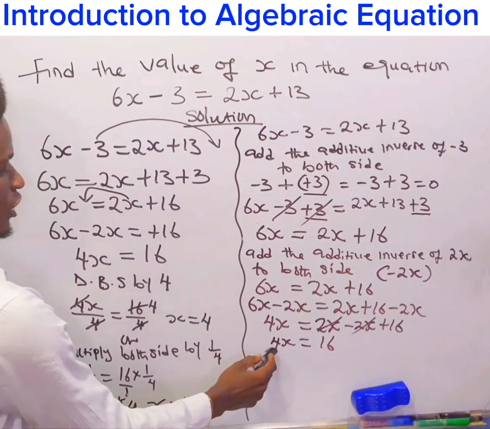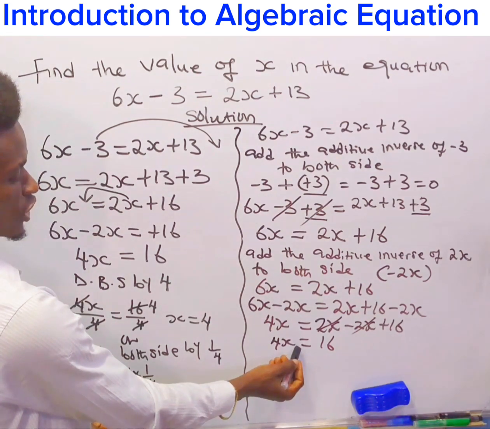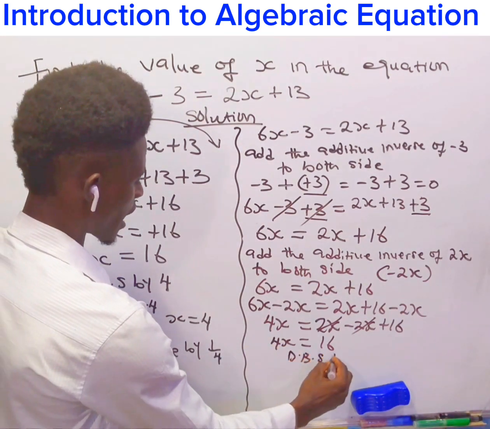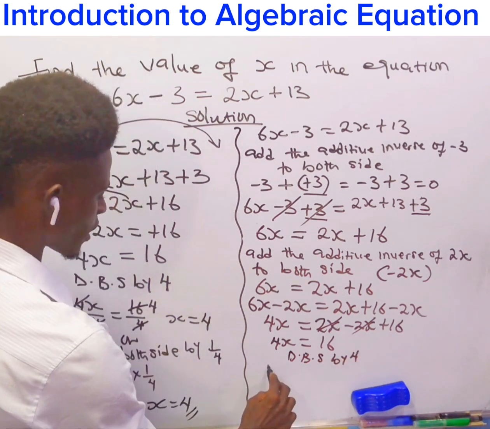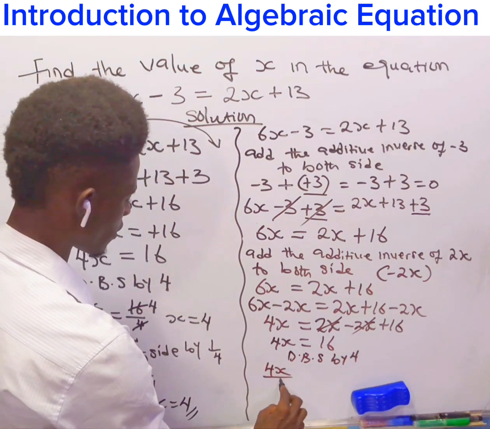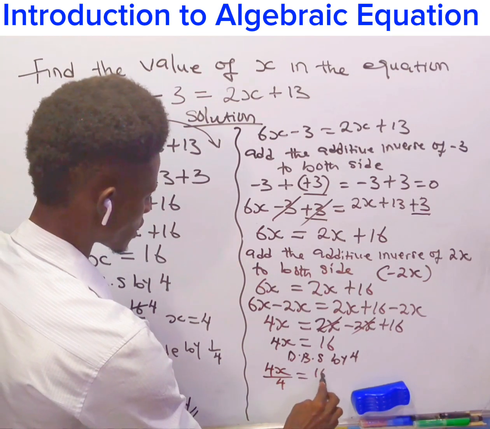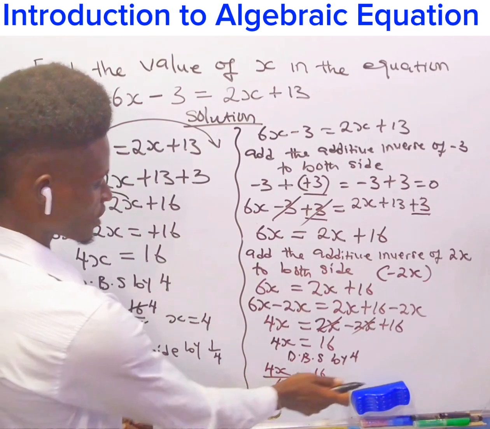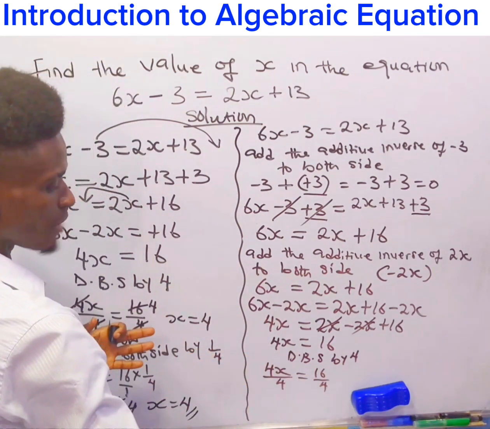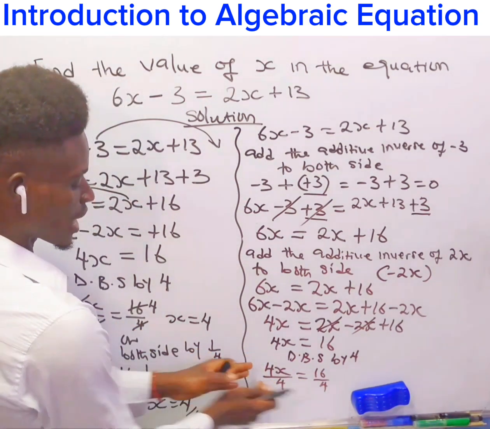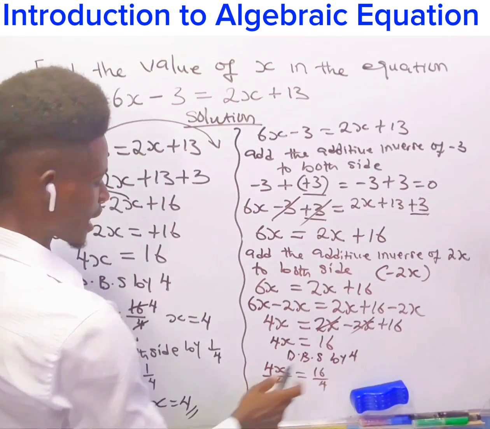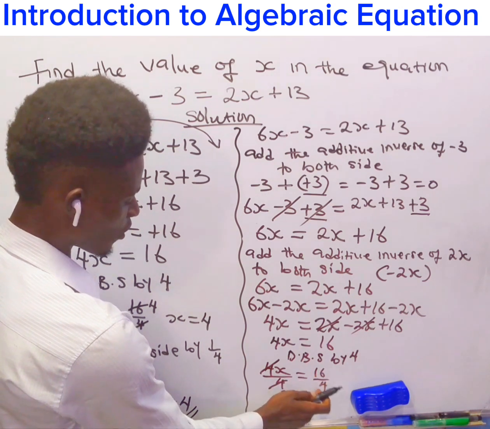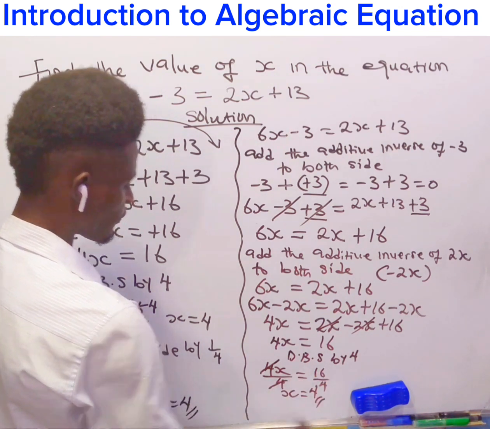Now also, 4 is joined to x by multiplication. So to remove 4, let's divide both sides by 4. So we have 4x over 4 equal to 16 over 4. Remember, if we divide 4x over 4, we must divide 16 over 4 so that the equation will be balanced. We can't divide it only to this side without affecting the other side. So 4 cancels 4. Our x will now be 16 over 4, which is 4.